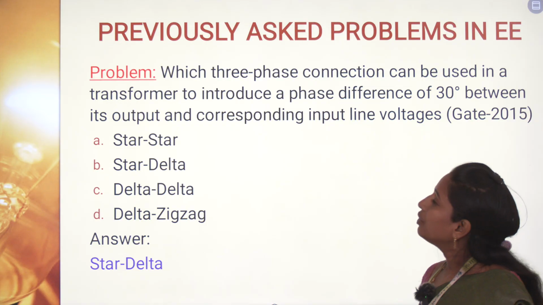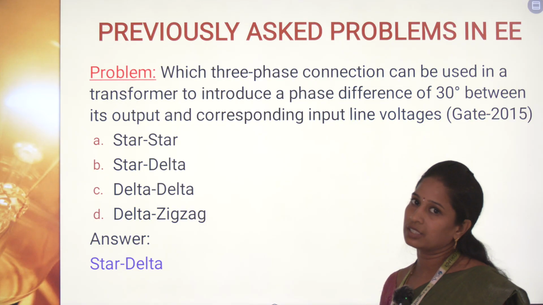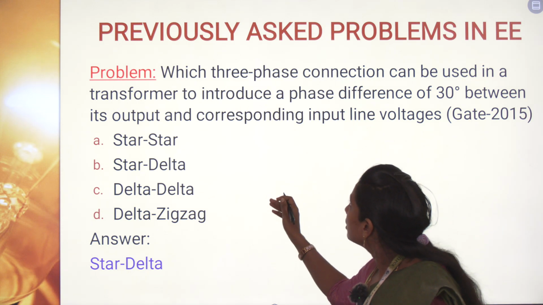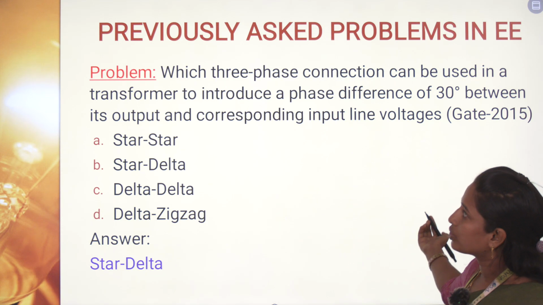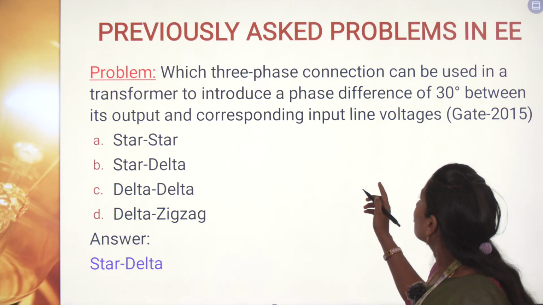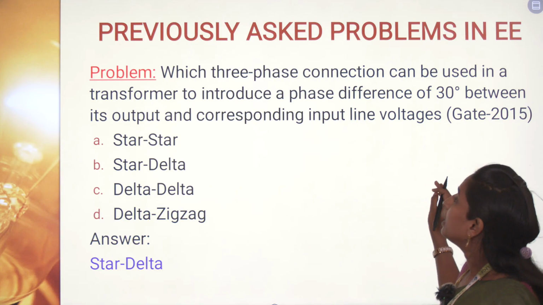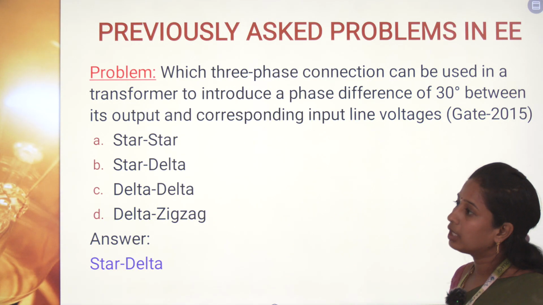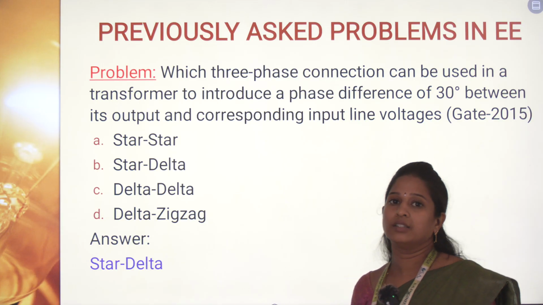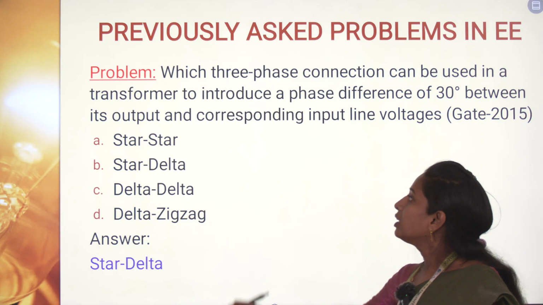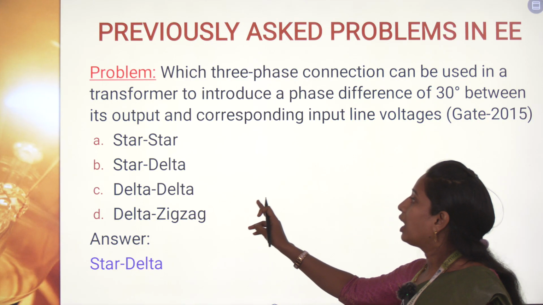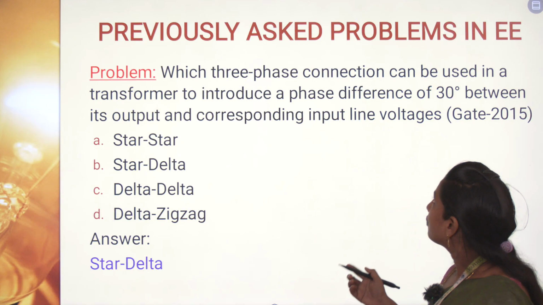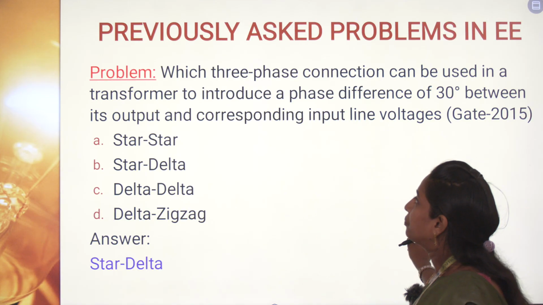Now we will discuss previously asked questions in EEE. Which three-phase connection can be used in the transformer to introduce a phase difference of 30 degrees between its output and corresponding input line voltages? As we discussed in the previous slides, the options are star to star, star to delta, delta to delta, and delta to zigzag. So star to delta is the three-phase connection which can be used here.